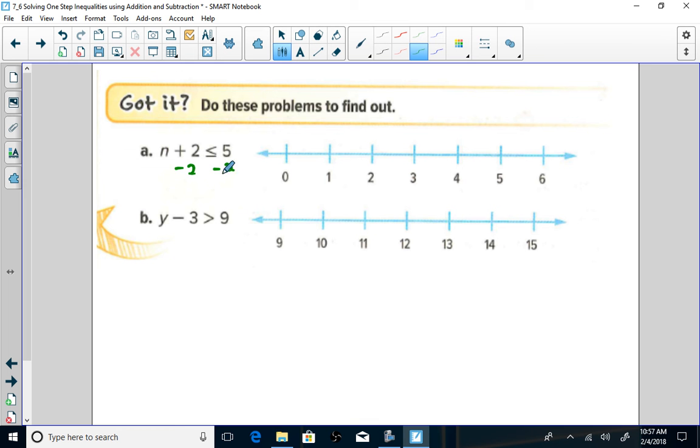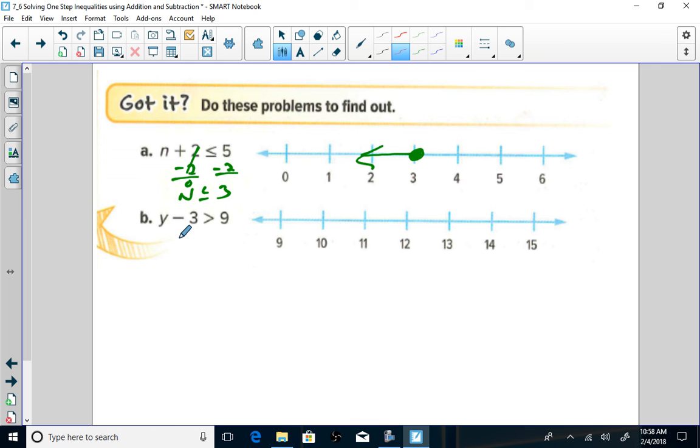Subtract 2, subtract 2. That's 0. So I'm going to be left with n is less than or equal to 3. 3 is circled and filled in on the number line. Arrow goes to the left. Let's check it. I'll try 0, which is to the left of 3 on the number line. Is 0 plus 2 less than or equal to 5? It is. All right.